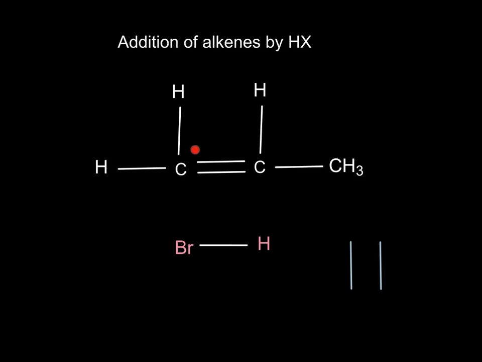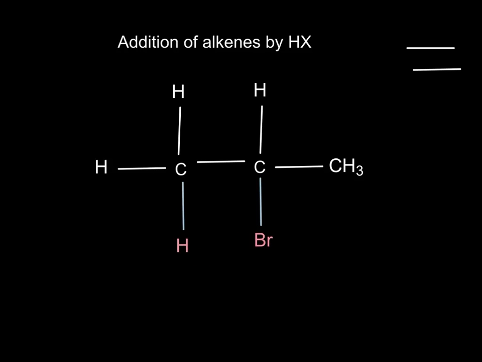Let's look at this carbon. Directly bonded to 2 hydrogen atoms. All hydrogen atoms are not substituted by alkyl group, while this carbon is bonded directly to 1 hydrogen atom and 1 alkyl group. One of the hydrogens is substituted by a methyl group. We say that this carbon is more substituted than that carbon. Therefore, Br atom should add to this carbon. You get 2-bromopropane as the major product.